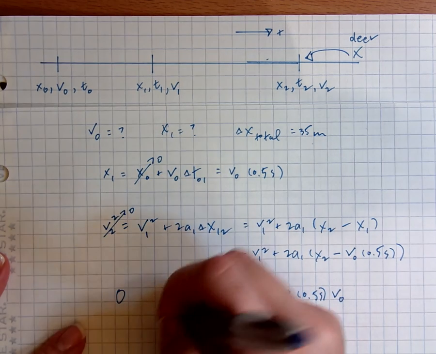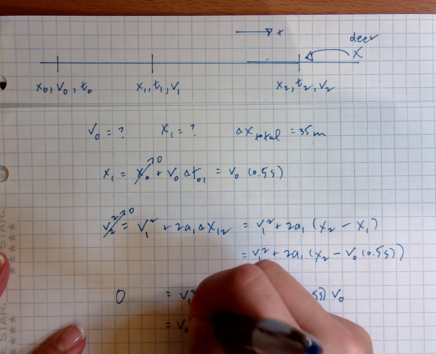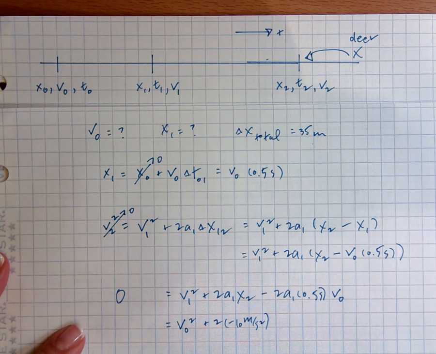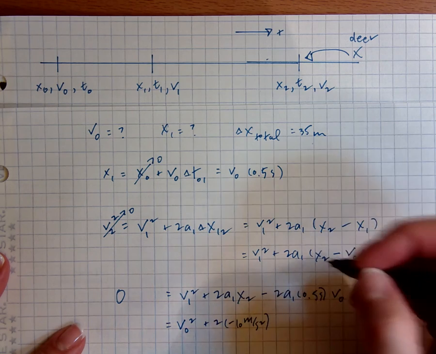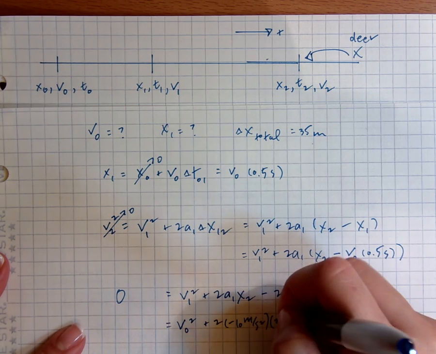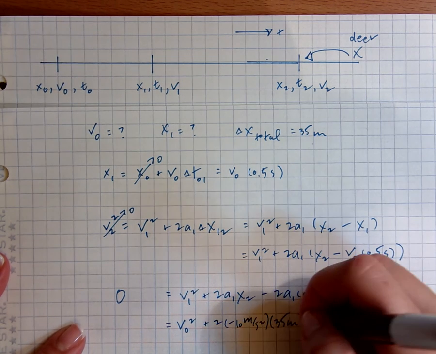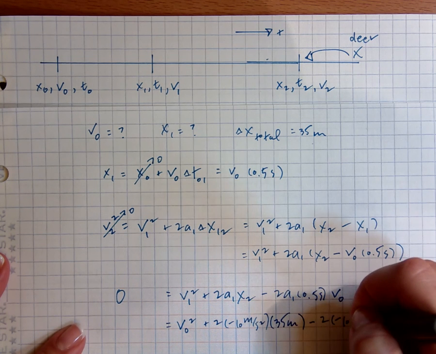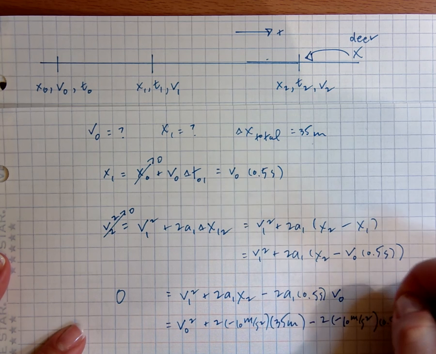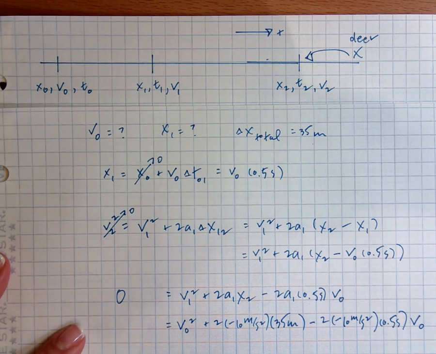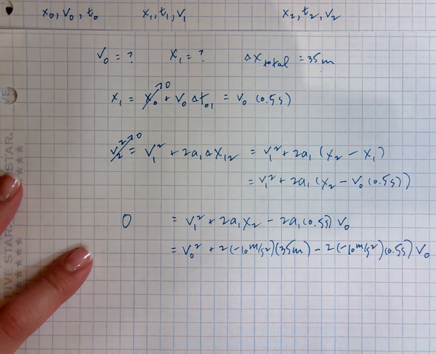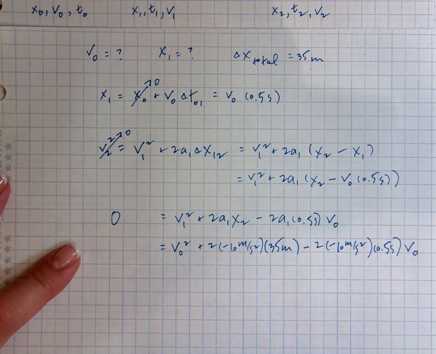So let's plug in. That's equal to v0 squared plus 2. We know a1 is negative 10 meters per second squared. We know that x2 is 35 meters. Fill in some more details: a1 is negative 10 meters per second squared times 0.5 seconds times v0. It's looking a little bit messy, but let's simplify it a little bit further.